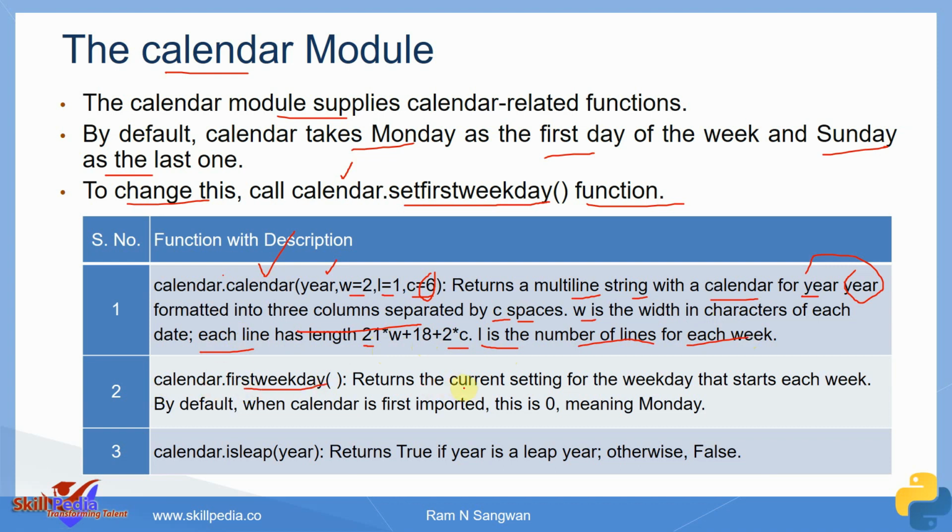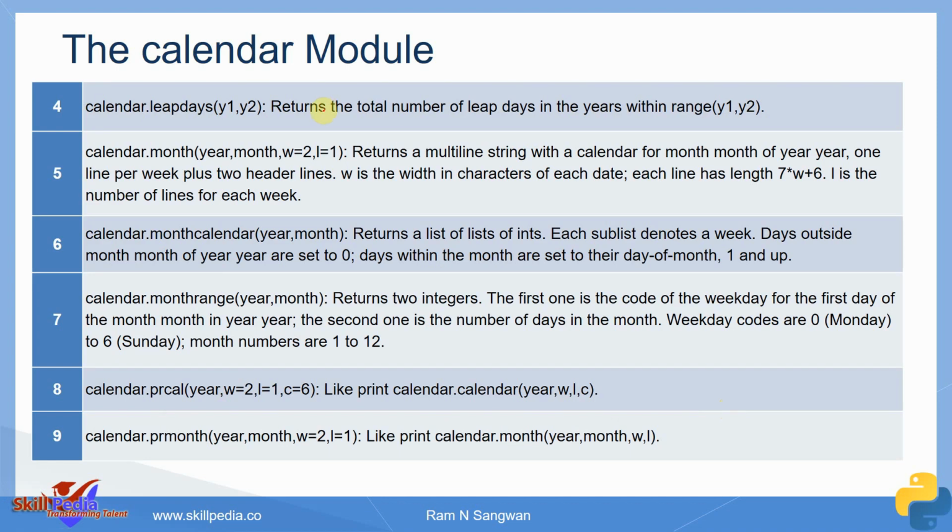calendar.firstweekday returns the current setting of the weekday that starts each week. By default, when the calendar is first imported, this is 0, meaning Monday. Then we have calendar.isleap, which returns True if the year is a leap year, otherwise it returns False. These are the functions of the calendar module of Python. Then leapdays(y1, y2): you supply these two years, and it returns the total number of leap days in the years within the range y1 to y2.